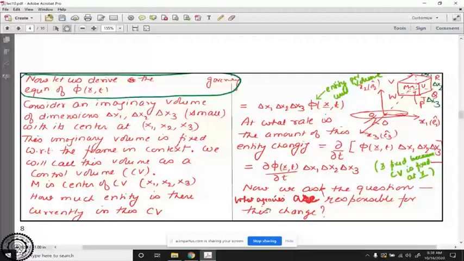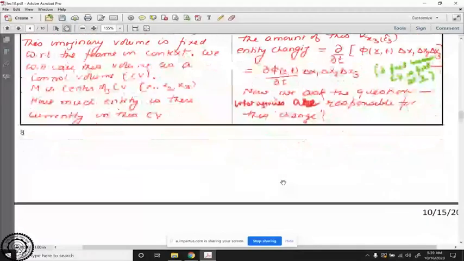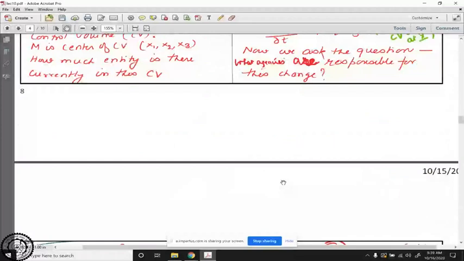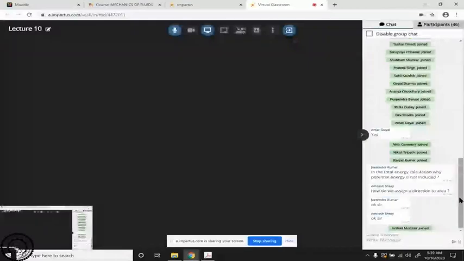Okay, now we ask the question, what agencies are responsible for this change? If we are able to identify the agencies that cause this change, and we are able to write a mathematical expression, that will become the right hand side of the equation that we are looking for, the governing equation for phi, right? Okay. So that's the next thing I'll go to. What are the reasons? What are the causes why this quantity will have a non-zero value?